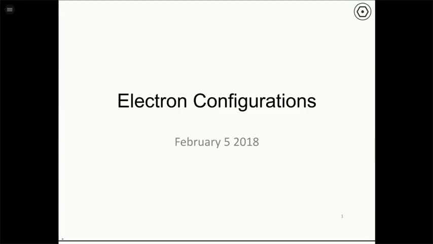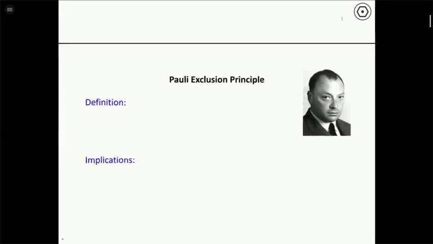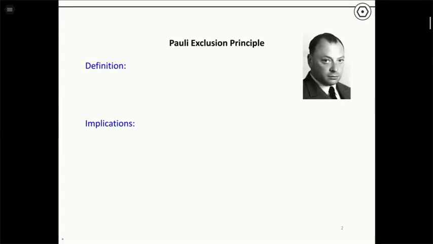Now we're going to start talking in more detail about that, and if we have multiple electrons in the atom, what quantum numbers they have. Before we do that, we need to define what's called the Pauli exclusion principle. Another very angry scientist who came up with something very important. The definition of Pauli exclusion is that no two electrons in an atom can have the same quantum numbers.